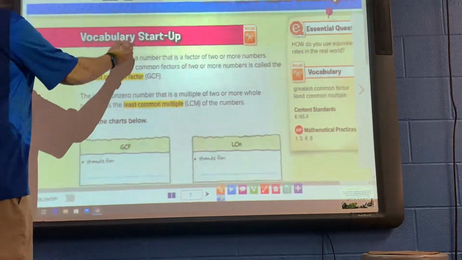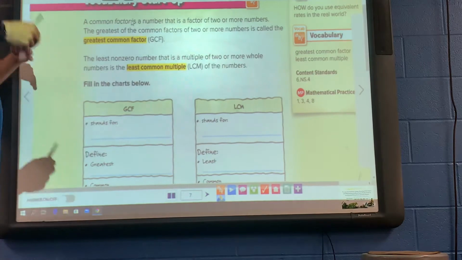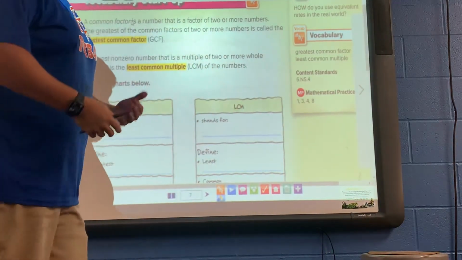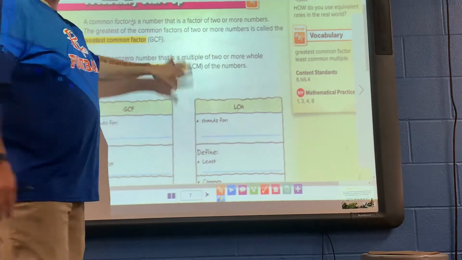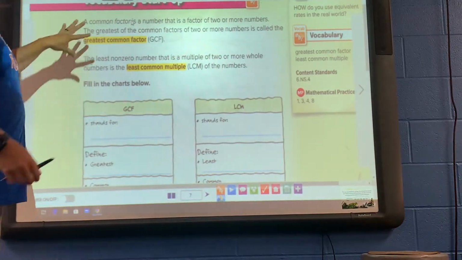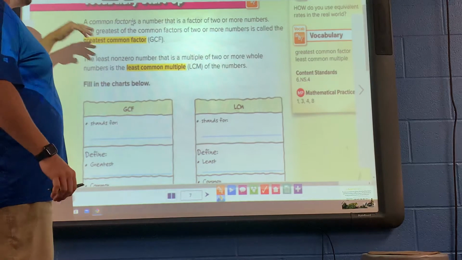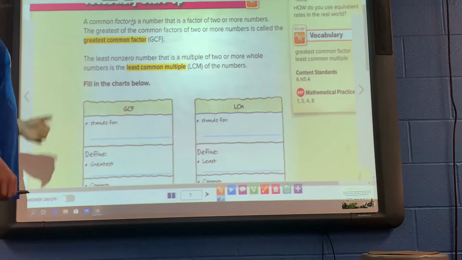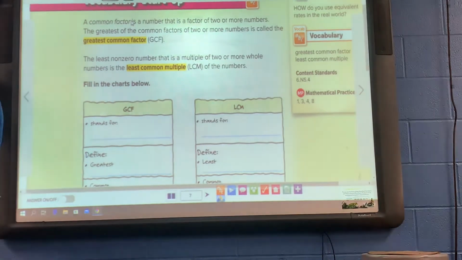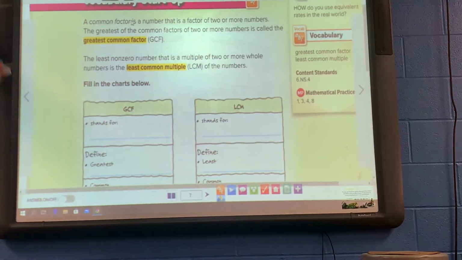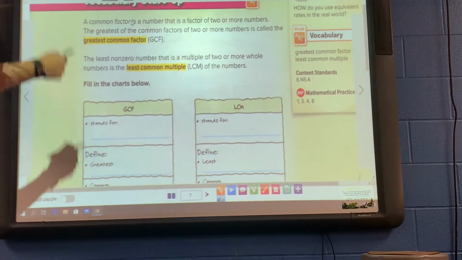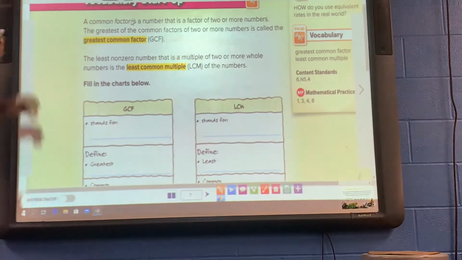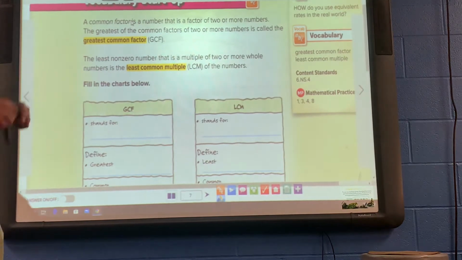So in the very beginning, we always start with a vocabulary startup or a real world link, something on this front page to get us in the swing of things of the lesson. So this first part is, a common factor is a number that is a factor of 2 or more numbers. The greatest of the common factors of 2 or more numbers is called the greatest common factor, GCF. The least non-zero number that is a multiple of 2 or more whole numbers is the least common multiple, or the LCM of the numbers.